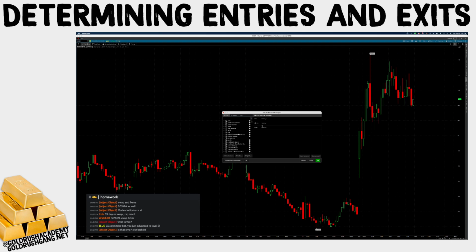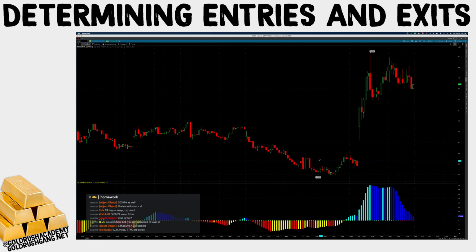Edit studies. I love TTM. I don't use it as often as I should. TTM squeeze. 9, 21, VWAP, TTM, and opening range break script. TTM squeeze is an indicator that shows momentum, whether bullish or bearish momentum.